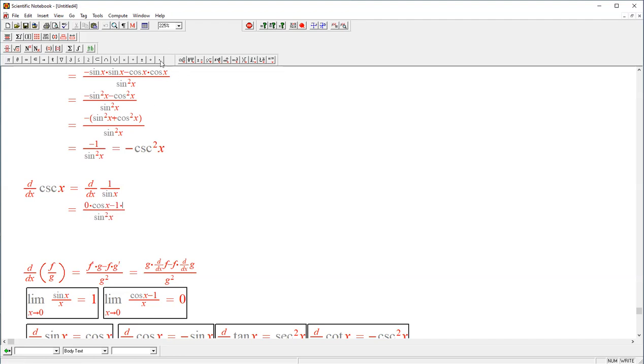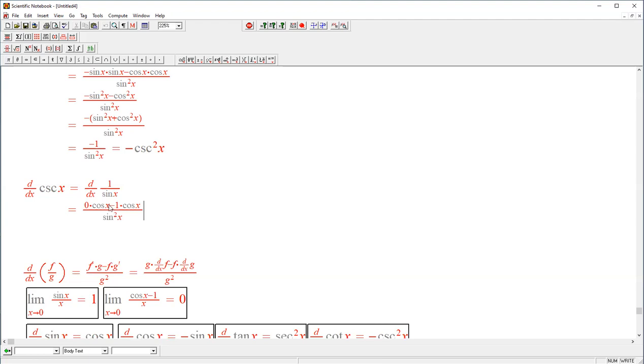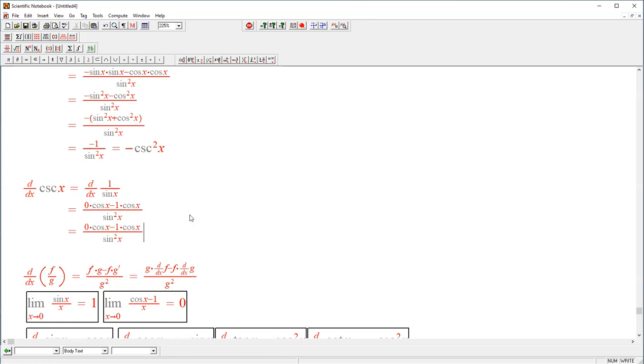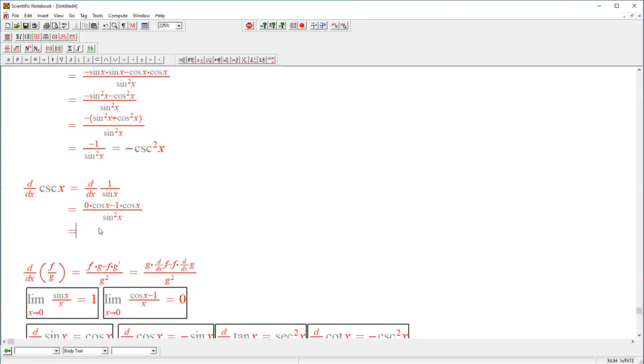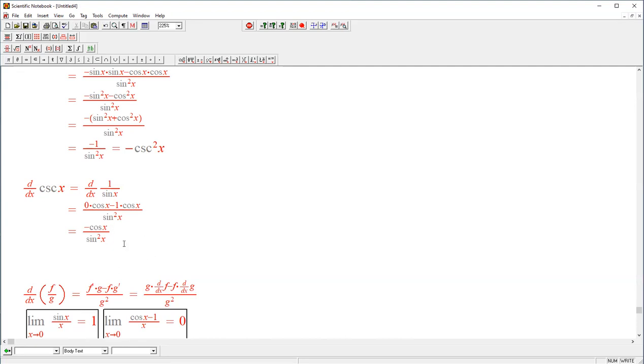Subtracting 1 times the derivative of g. g is sine of x, right? Derivative of sine is cosine. Oops. So this part is 0, and 0 times anything is 0. So we have a negative sign in front of it. Okay, so this part is gone. So negative 1, we can omit it, right? So this is one form of the derivative of cosecant. You can see the formula in the textbook usually doesn't give you this form. It gives us another form, right? But this one can also be useful.